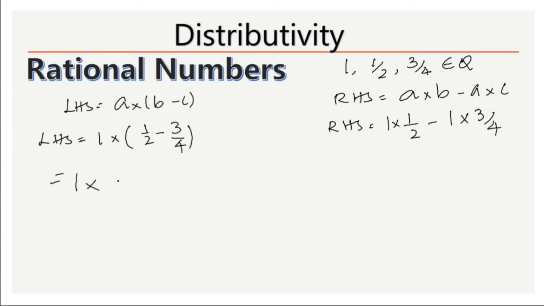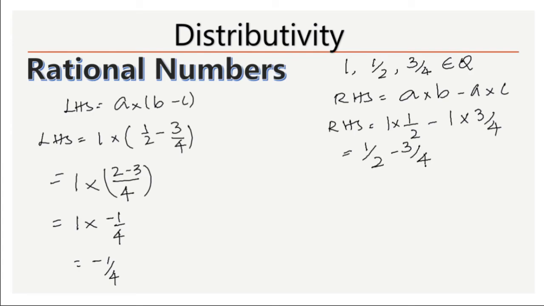Here we have 1 into the LCM is 4. It becomes 2 minus 3. We get it as 1 multiplied to negative 1 upon 4, which is negative 1 upon 4. In the right hand side it is 1 by 2 minus 3 by 4. LCM is 4. We get 2 minus 3, which is negative 1 by 4. So the left hand side and the right hand side are equal again. Hence, the distributive property of multiplication over subtraction is verified in set of rational numbers.